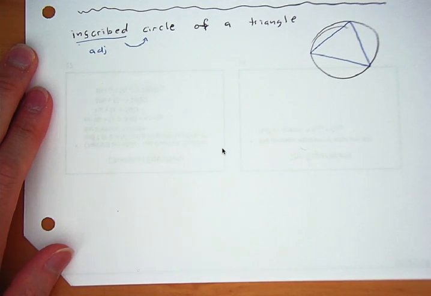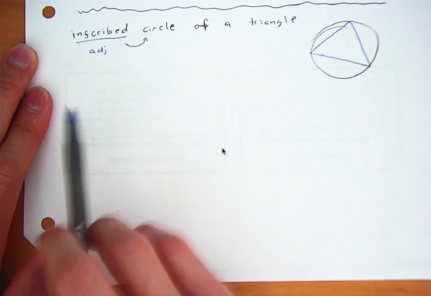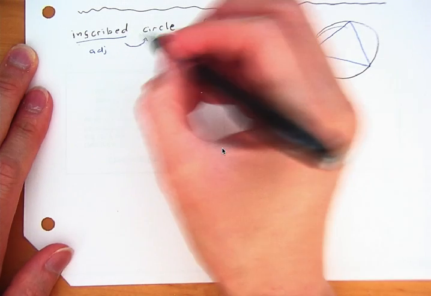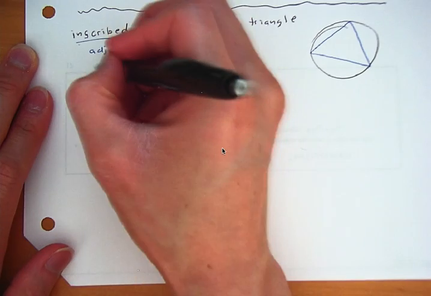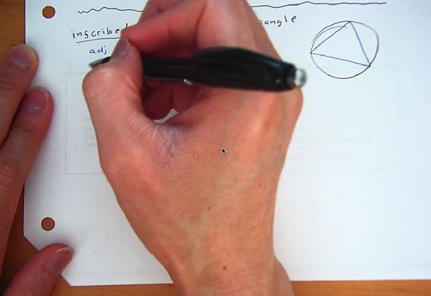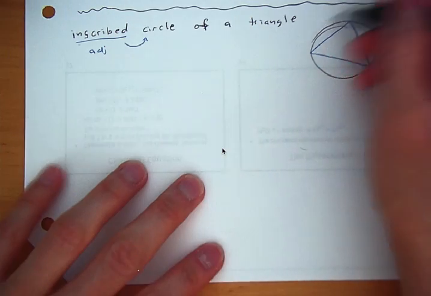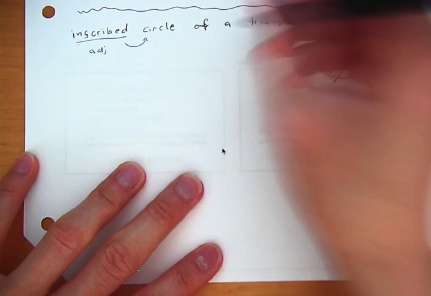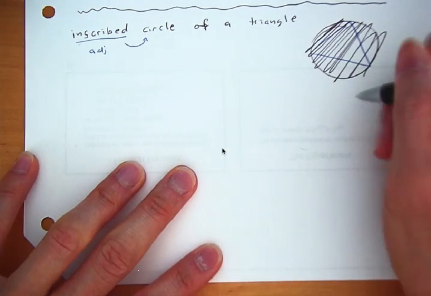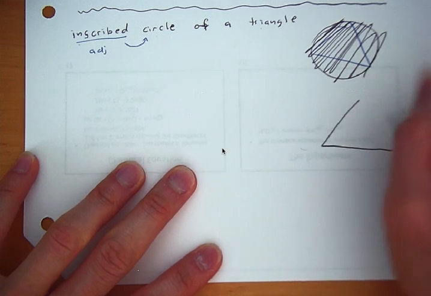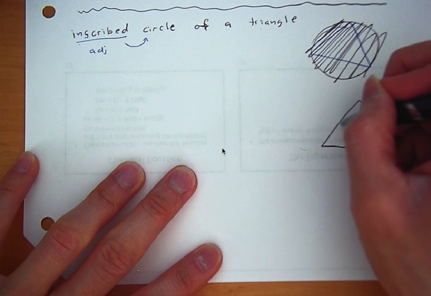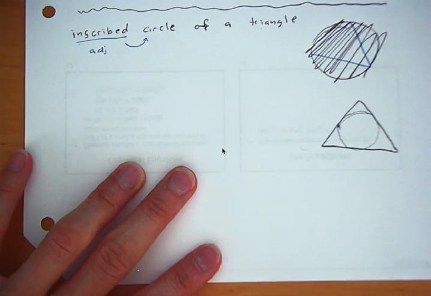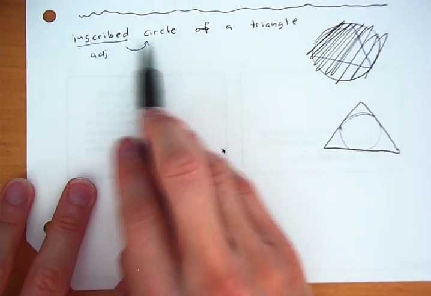All right. And when you have an inscribed circle, the circle is, I am so sorry. I just drew this wrong. I knew that seemed weird to me. Because this is a circle inside of a triangle. Sorry about that. So circle inside of a triangle. This is an inscribed circle.